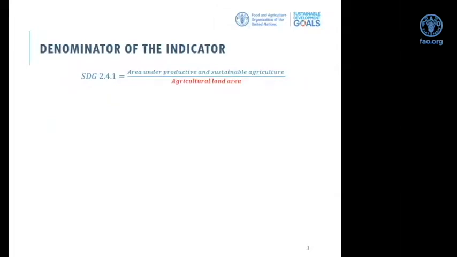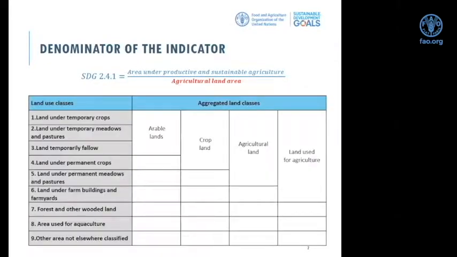As highlighted earlier, SDG 2.4.1 is defined using a simple formula, which is area under productive and sustainable agriculture divided by agriculture land area. So again, let's focus on the denominator first, agriculture land area. As I already mentioned, it's a well-known concept and it's derived by adding cropland and land under permanent meadows and pastures. For estimation of the agricultural land area, of course, we adhere to the System of Environmental-Economic Accounting for Agriculture, Forestry and Fisheries, and World Census of Agriculture 2020 standards and classification systems. So as you can see here, we are interested in agriculture land area as defined by CIAFF.